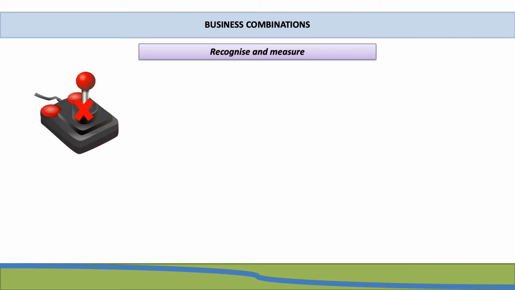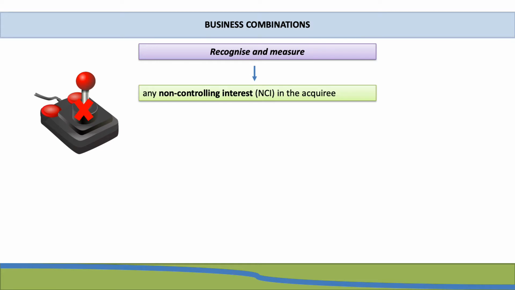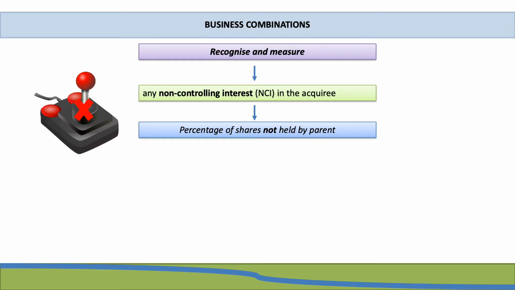If we have a look at the recognition and measurement of our non-controlling interest in the acquiree, this will be the percentage of shares that are not held by the parent. So in other words, if the parent owns 100% of the shares, there will be no non-controlling interest. But if the parent only holds 90% of the shares, then the other 10% will be the non-controlling interest. Okay, so your non-controlling interest is a percentage of shares not held by the parent.